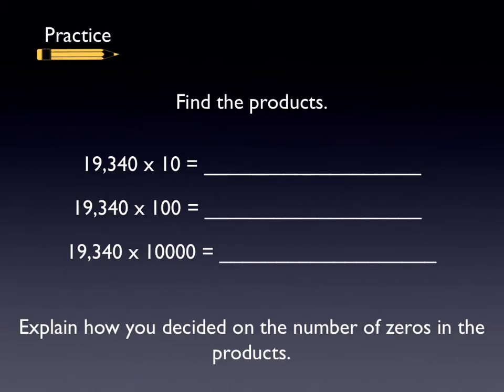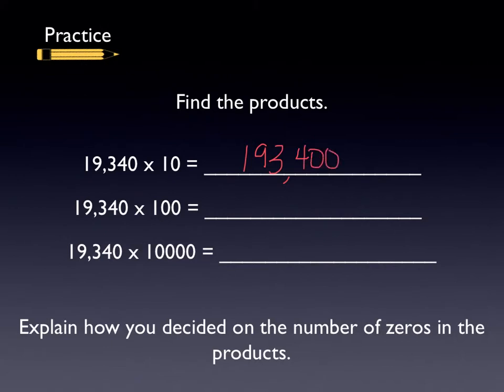All right, let's see if we can find the products of these three numbers without using our place value chart. We're just going to be doing some mental math. So I remember if I multiply by a product of 10, then I'm going to move to the left on the place value. So that means I'm adding a unit of 10. So 19,340 multiplied by 10 is going to become 193,400.